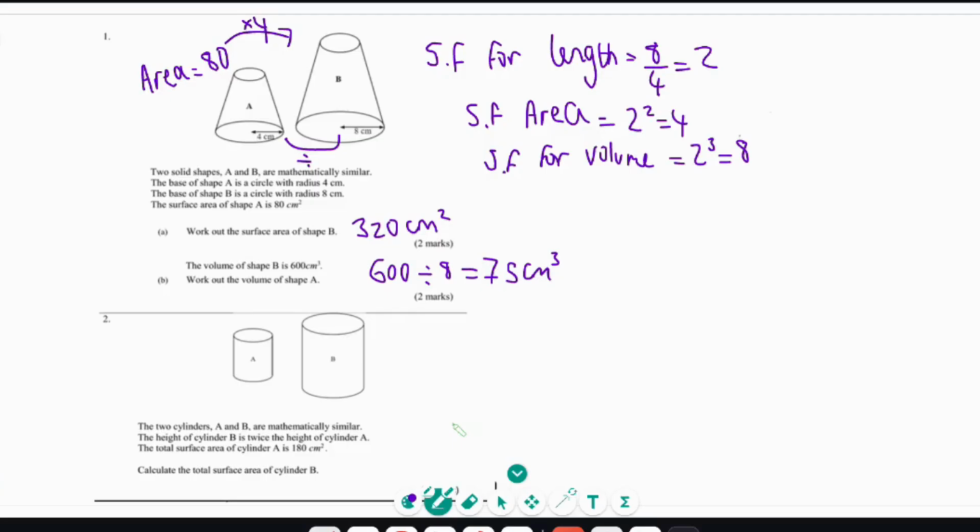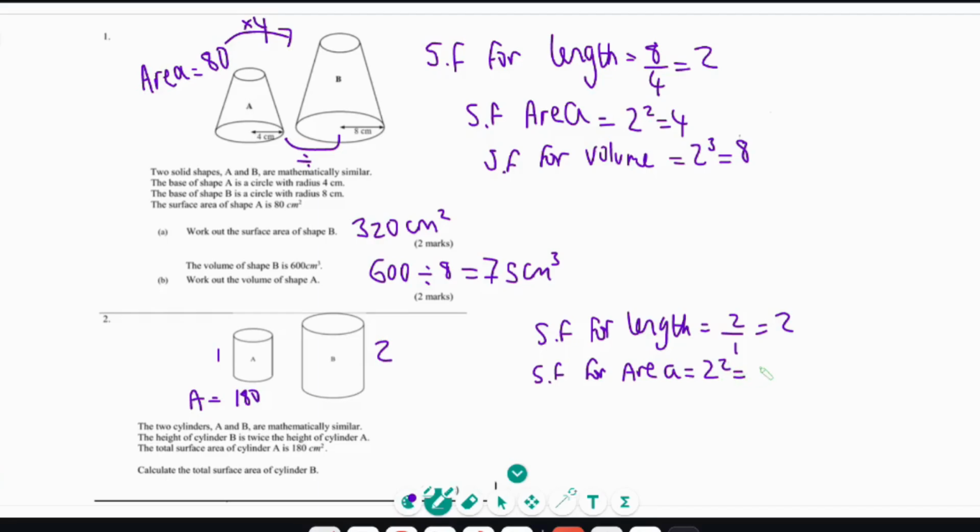2 cylinders A and B are mathematically similar. Height of cylinder B is twice the height of cylinder A. So I'm going to put 1 and 2 because that's double. Total surface area of A is 180. Calculate the total surface area of cylinder B. So scale factor for length is just 2 divided by 1, which is 2. Let me square that to get a scale factor for area. 2 squared is 4. I need to multiply this by 4.